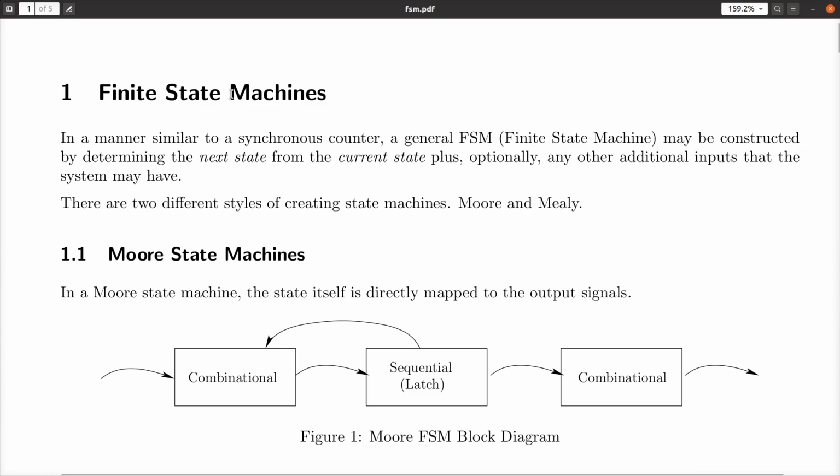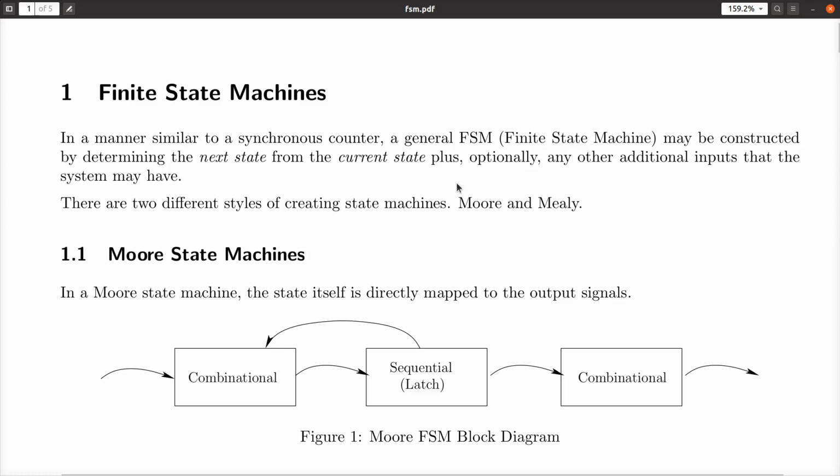A finite state machine is something that has a current state, and it has a mechanism that calculates the next state. Every time a clock ticks, the next state updates the current state, and we go on from there. That's why the counter is one of the simplest finite state machines we can have, okay?